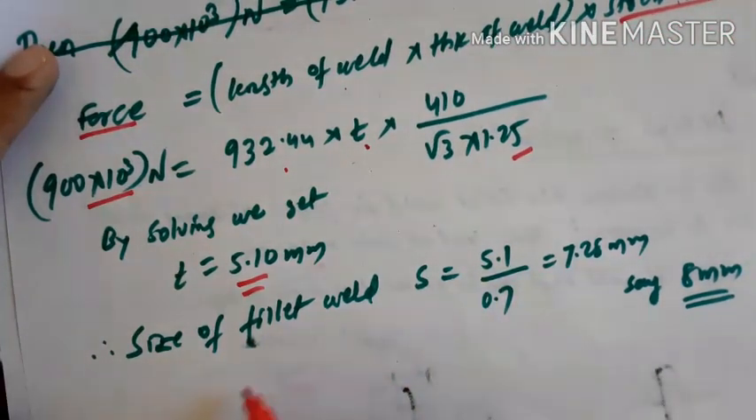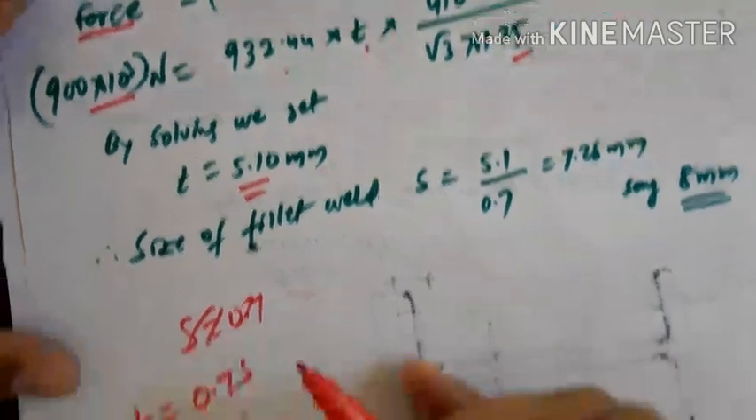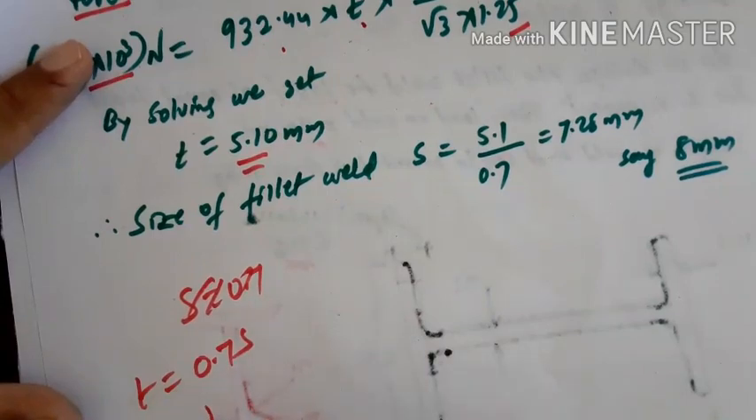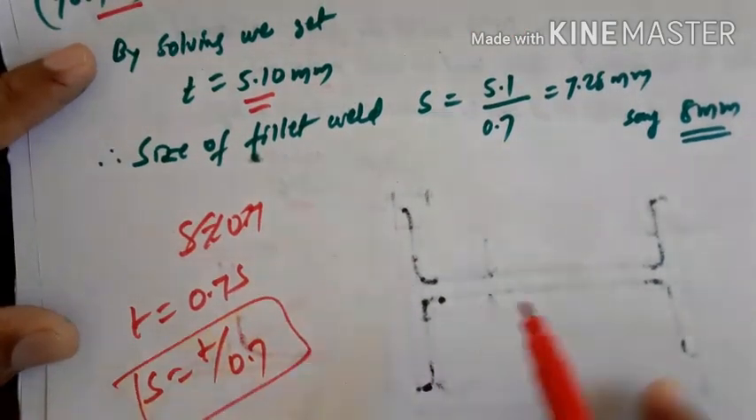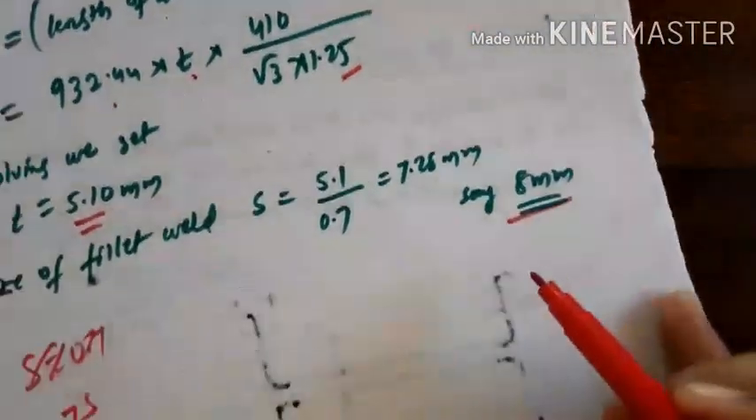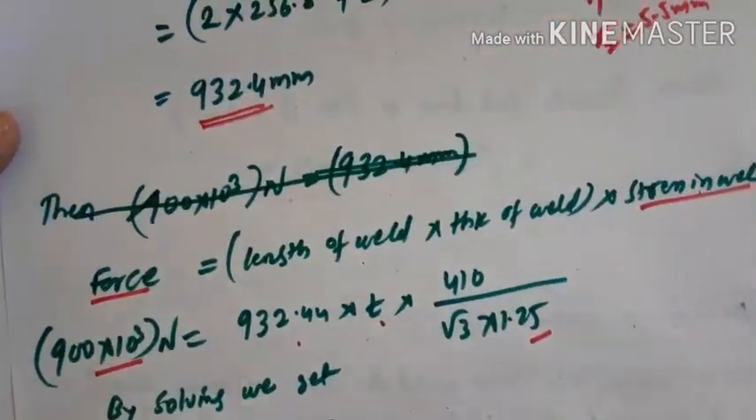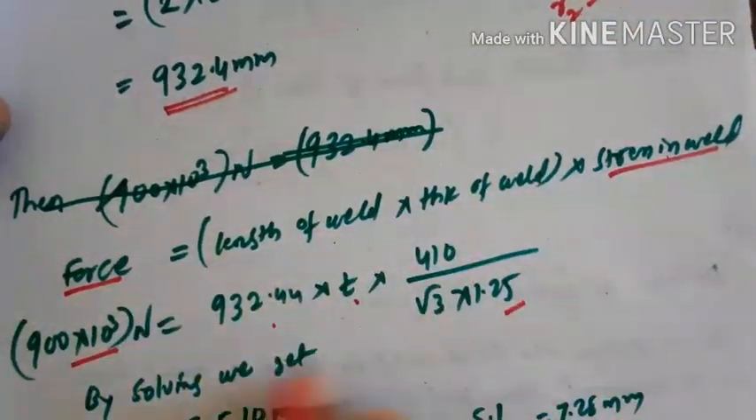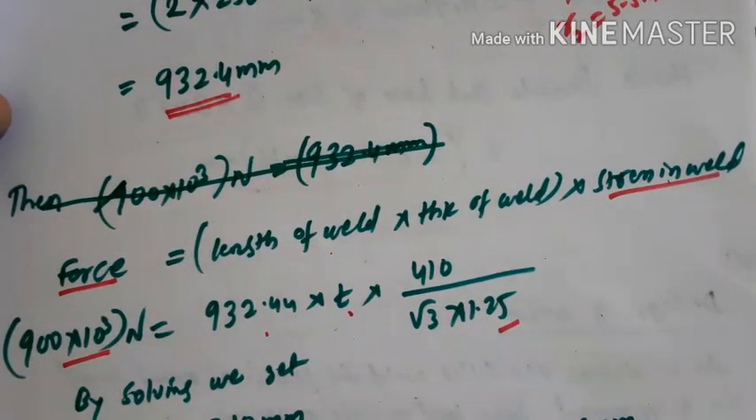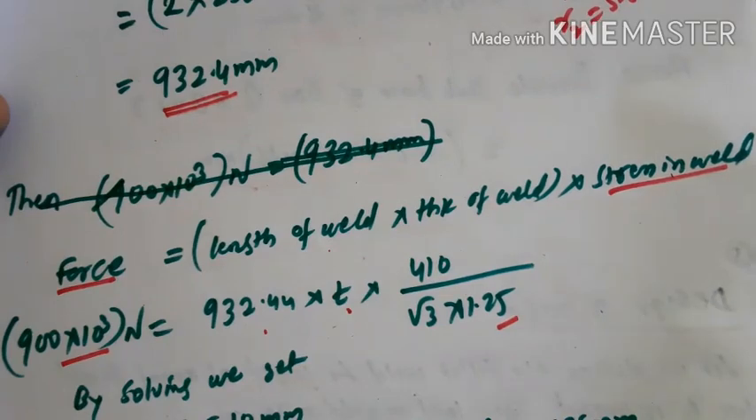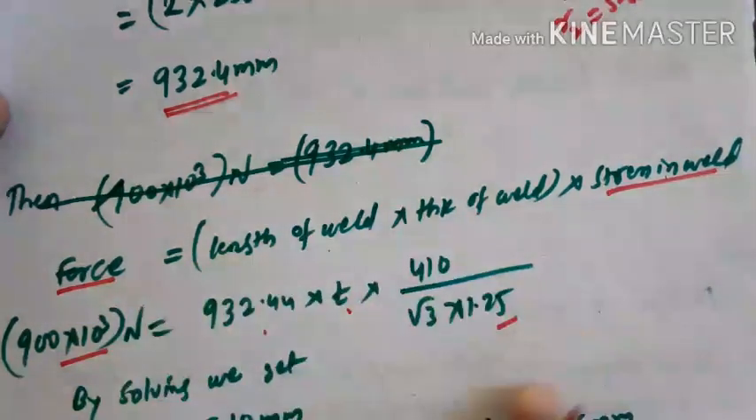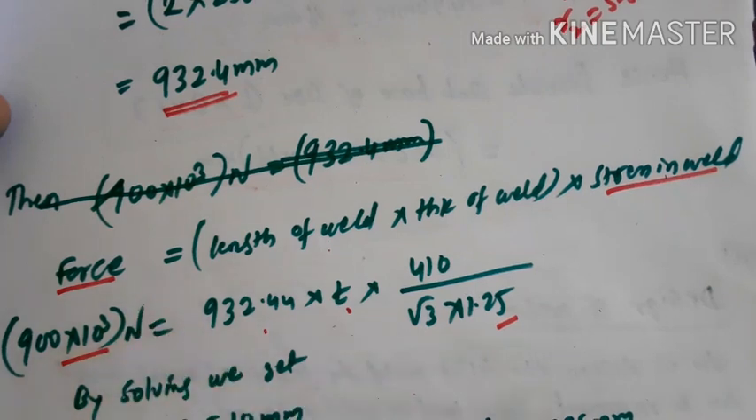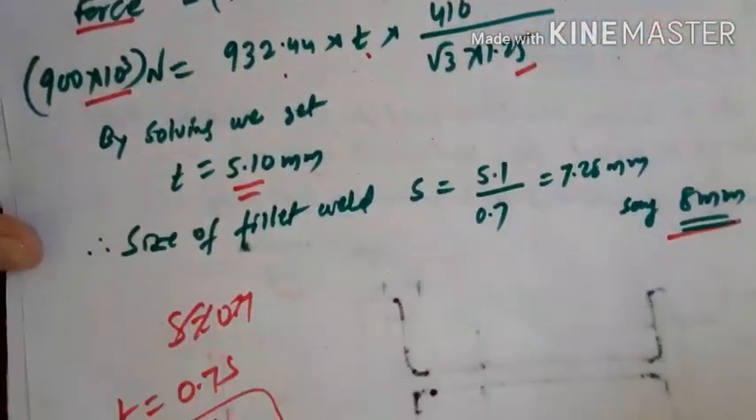Then the size of the weld, because T equal to 0.7 S, S equal to T divided by 0.7. Okay, so I got size of the weld as 8 mm. Force equal to length of the weld into thickness of weld into stress in the weld. This concept you have studied in welded connection as well as in previous problems, I told how it comes, that is the strength of weld per millimeter run. Okay, I hope you understood this one.